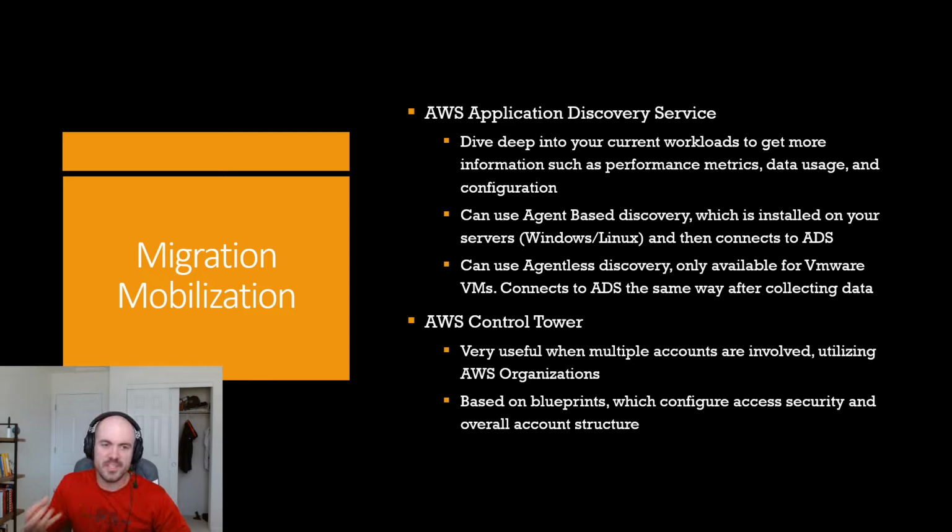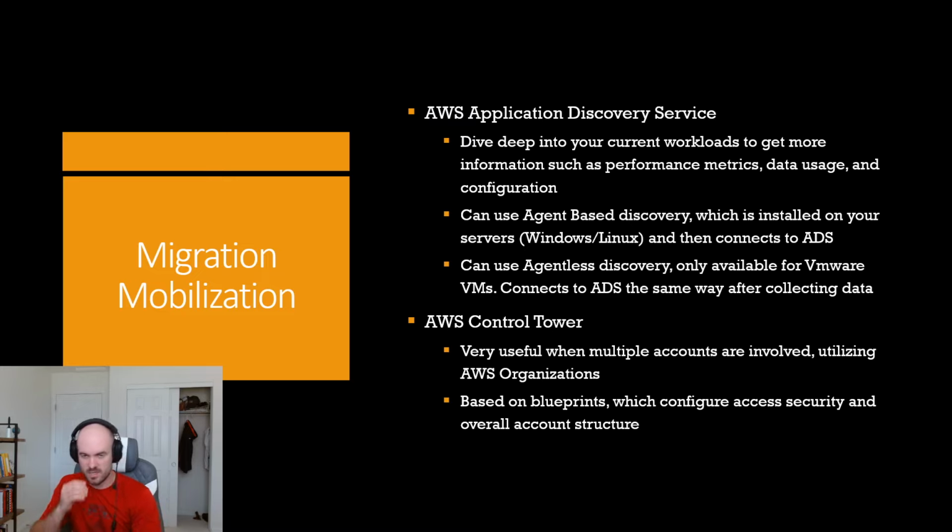So the mobilization, you have a couple options. You can use the Application Discovery Service, which dives deep into your current workloads to get more information, such as performance metrics, data usage, and configuration. You can use the agent-based discovery, which is installed on your servers, either Windows or Linux, and then you're going to connect to the app discovery service.